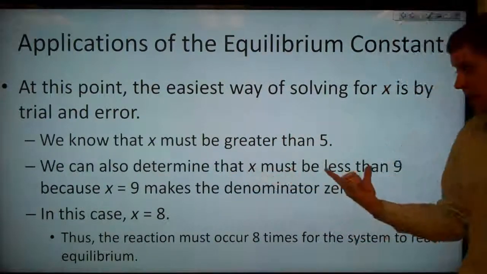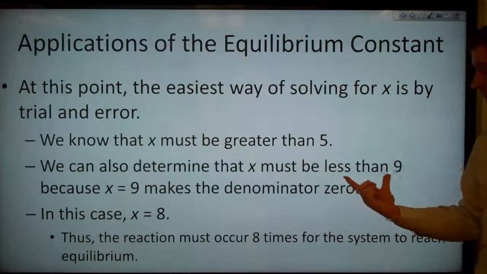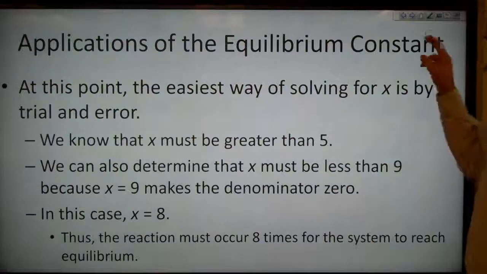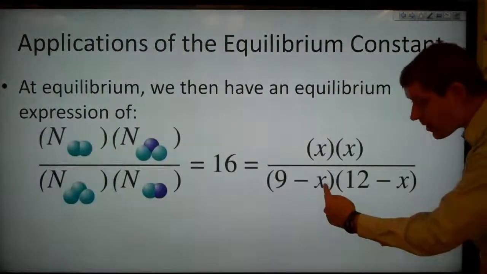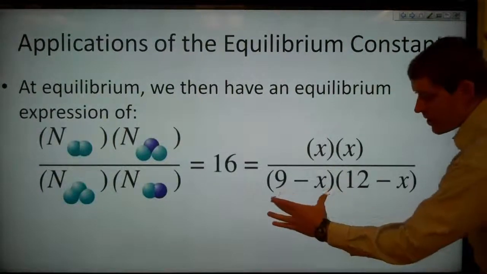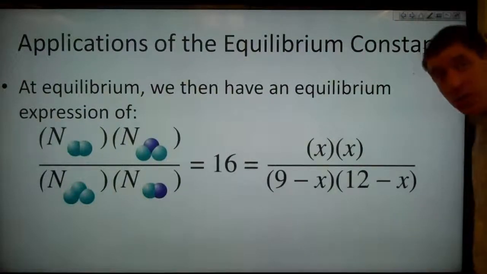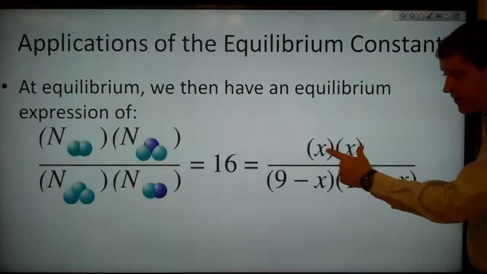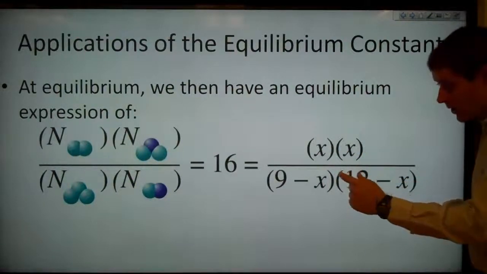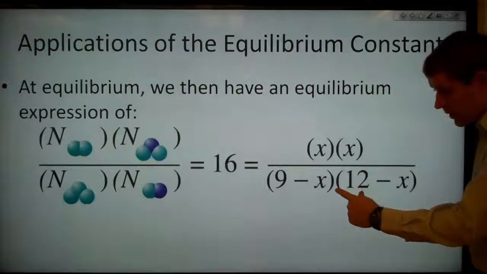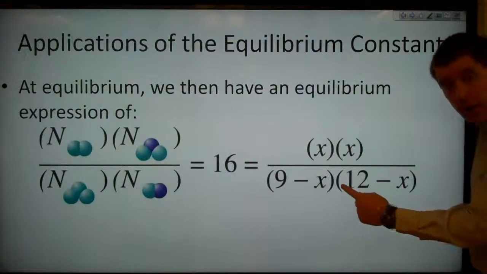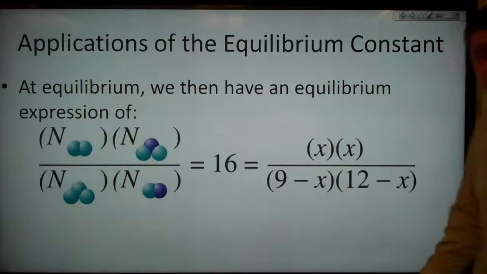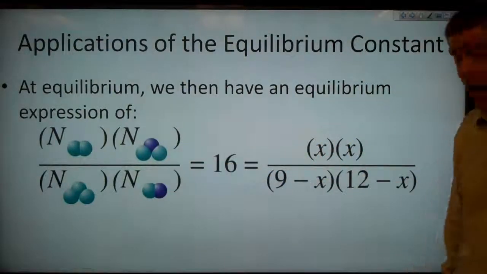We can also determine that X must be less than 9, because X equal to 9 makes the denominator 0. So let's go back, right? If we plug in an X of 9 here, then that first set of parentheses will be equal to 0. 0 times anything is 0. That means that now we'll have X squared divided by 0. We can't divide something by 0, so we know that we can't put in a 9 there, which means that we can't go past 9. We can't even have 10.